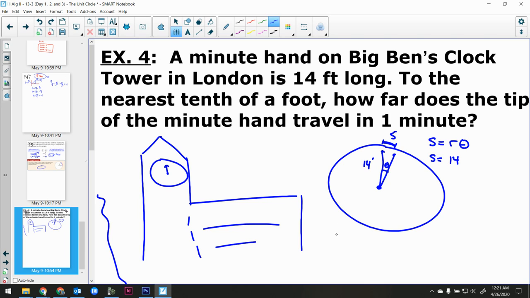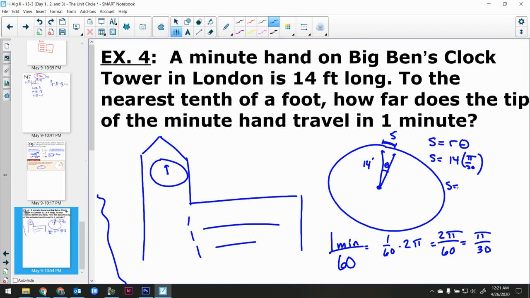Okay, well, if it's 1 minute, how many minutes are in a full rotation? 60, right? So that means it's 1/60th of a full rotation, times 2 pi. So it's 2 pi over 60, or just pi over 30. That's my radian measure. Pi over 30.